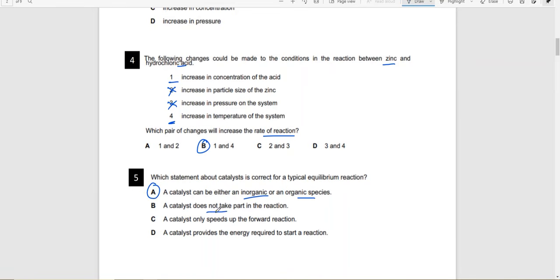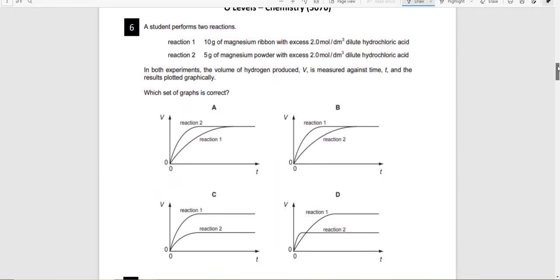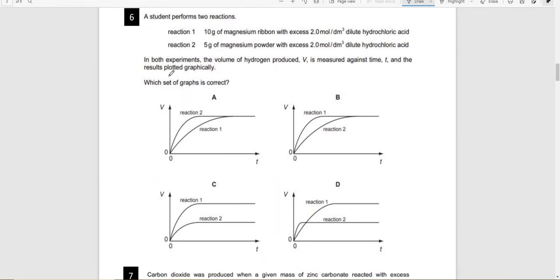Catalyst does take part in the reaction. Catalyst speeds up forward as well as backward reaction. And catalyst does not provide the energy required to start a reaction. It lowers the activation energy. Question number 6. This is fun.